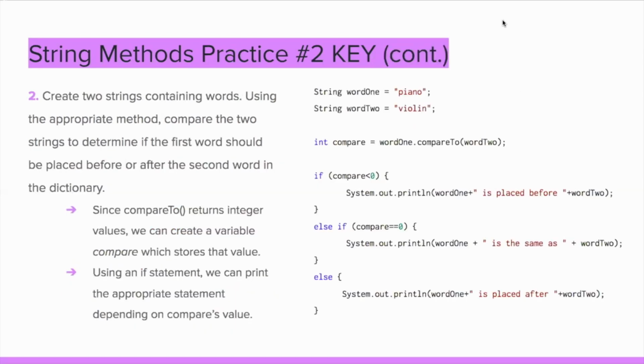For the second problem, recall that the compareTo method compares 2 strings alphabetically by returning either a positive number, a negative number, or 0. Because the compareTo method returns integer values, we can create a separate variable, call it compare, which stores the output value. Using an if statement, we can print the appropriate statement depending on the value of compare.